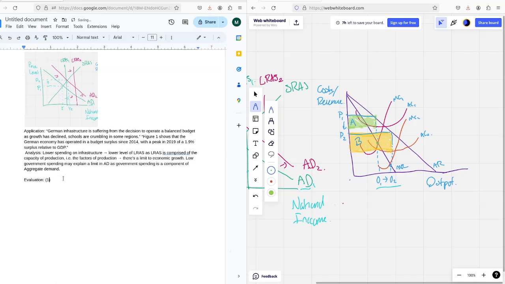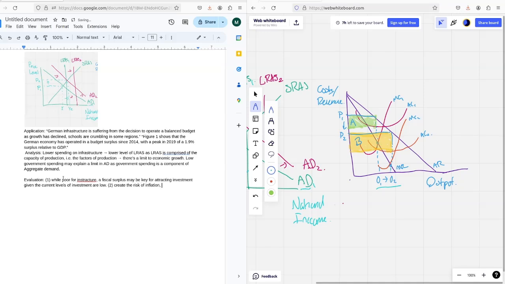In terms of evaluation here, I might say while poor for infrastructure, a fiscal surplus may be key for attracting investment, given the current levels of investment are low. I might also say another limitation of increased government spending is that you might create the risk of inflation.